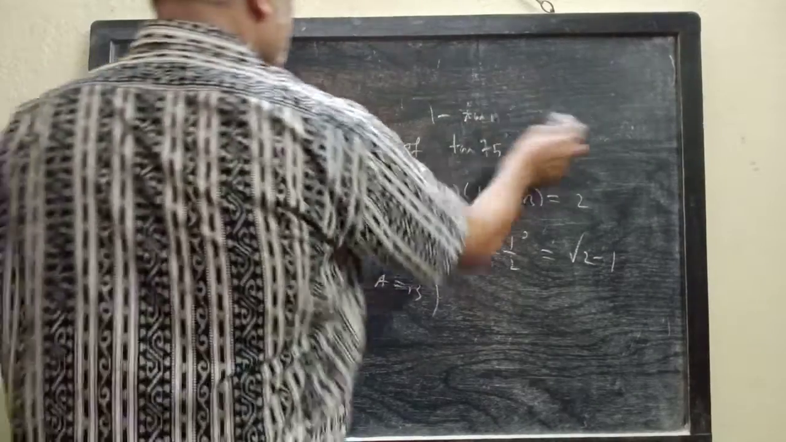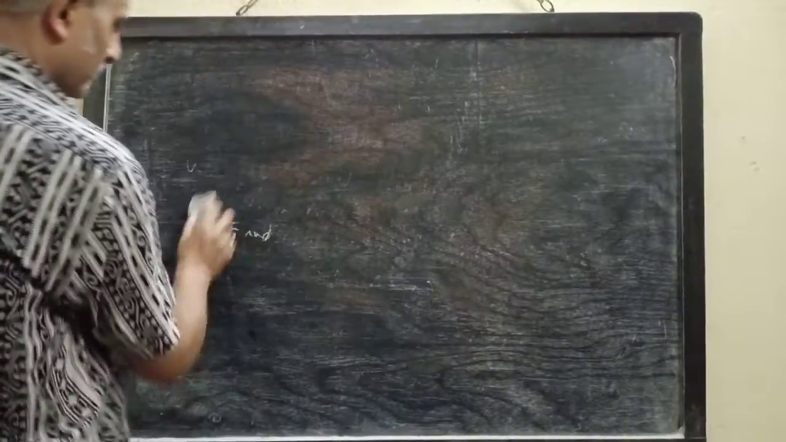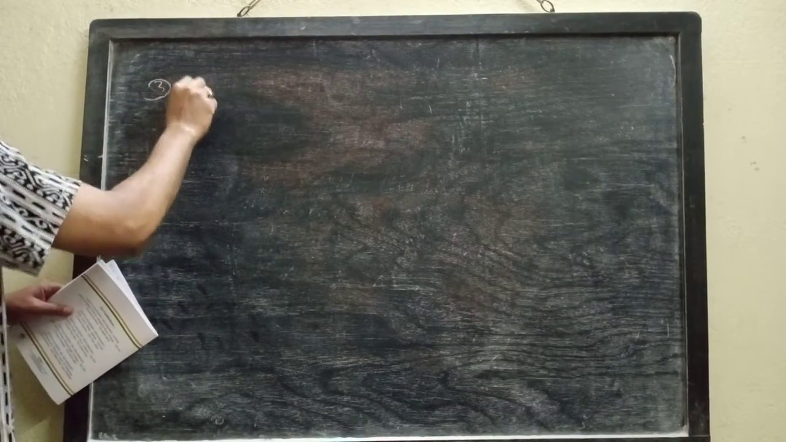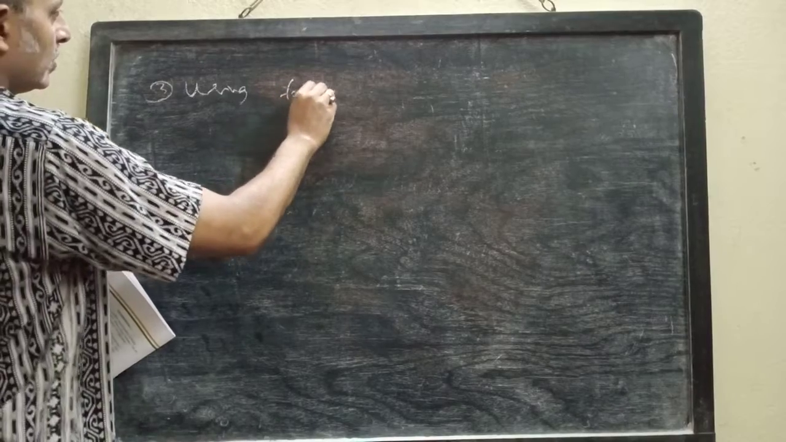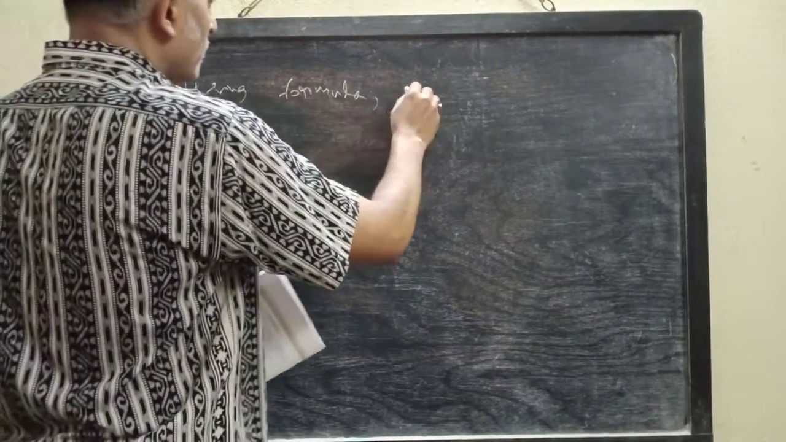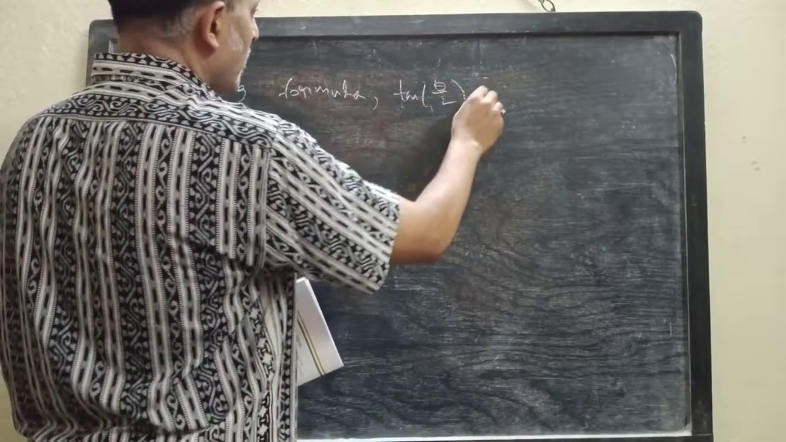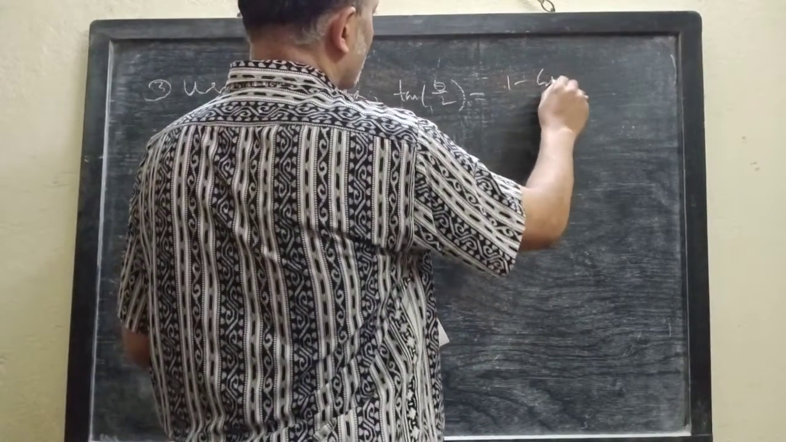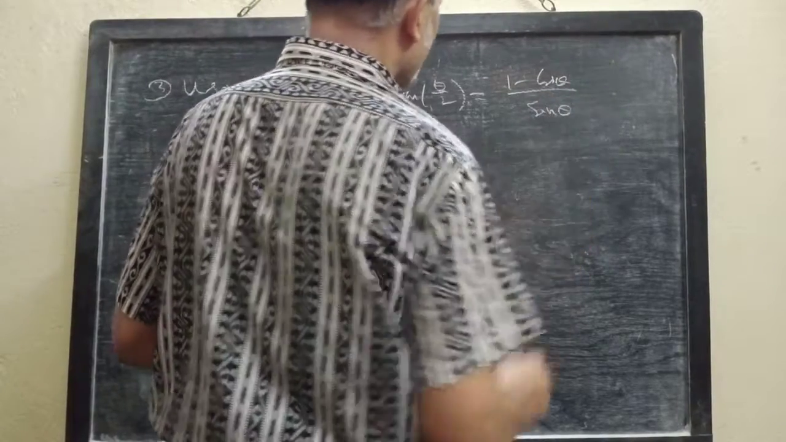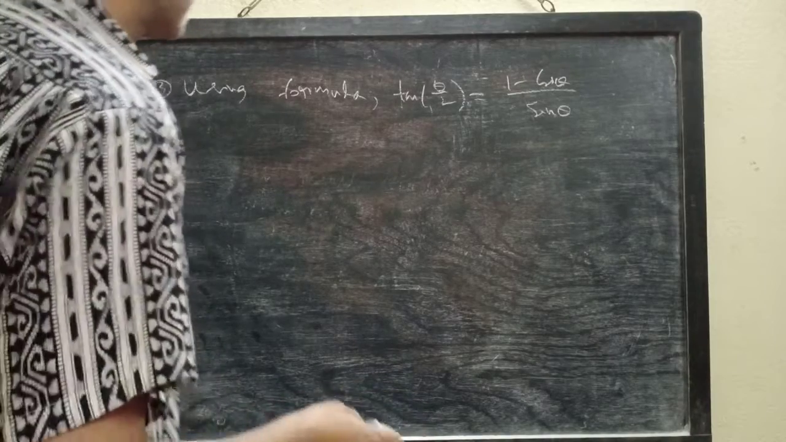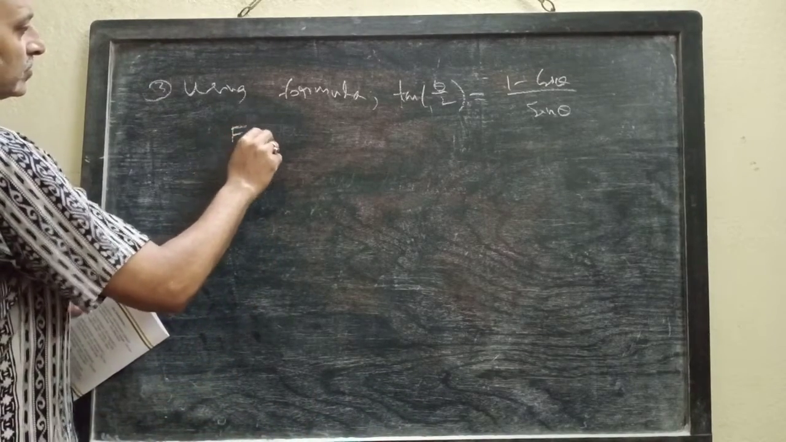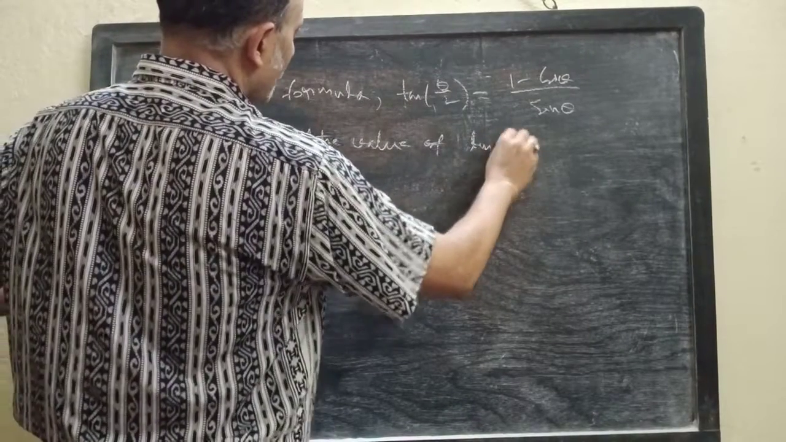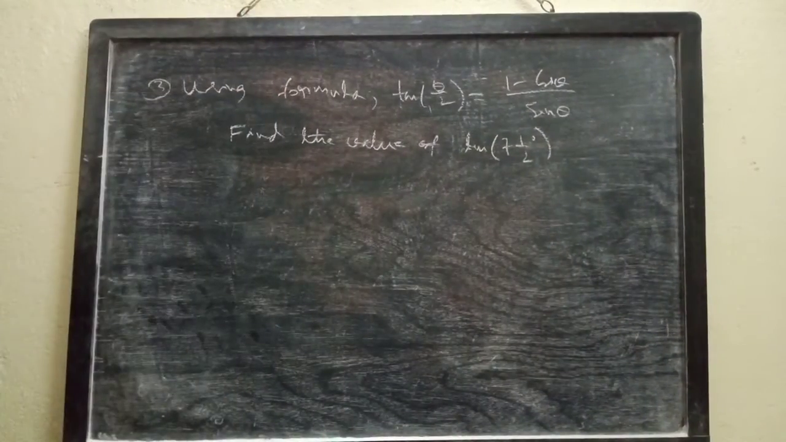Another homework. Using formula tan of theta by 2 equals to 1 minus cos theta by sin theta, find the value of tan 7.5. Okay.